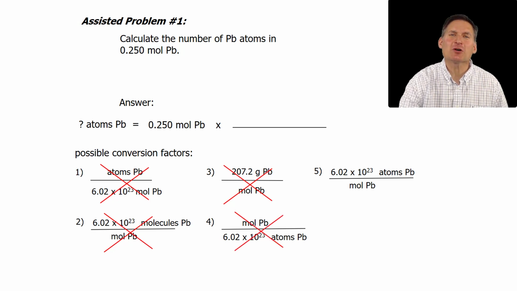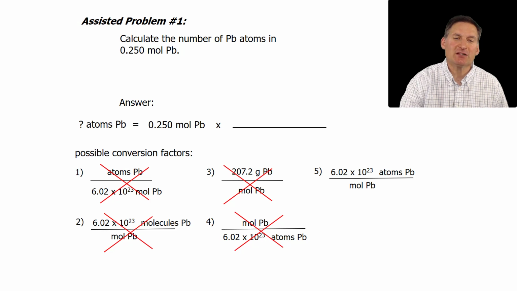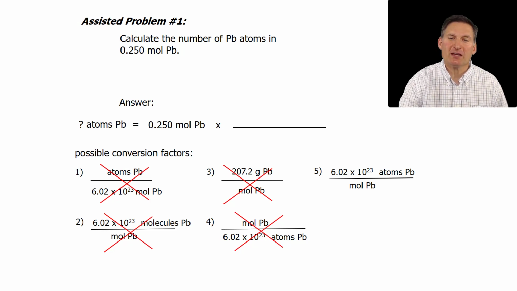Number 4 is so close, but it's the inverse of what we need. If we left it like this, the units wouldn't work out. We need moles of lead in the denominator to cancel the moles of lead we started with, and we don't have that here.